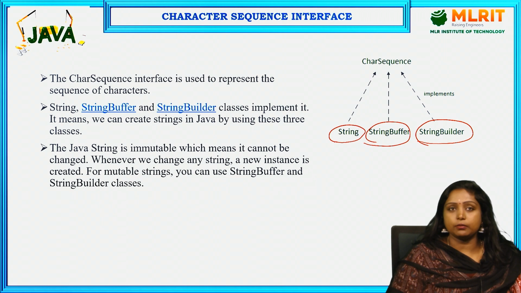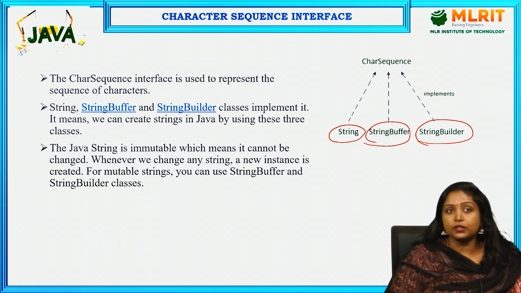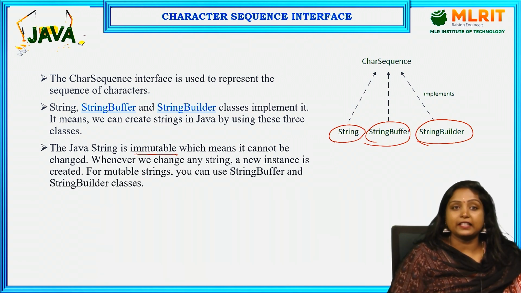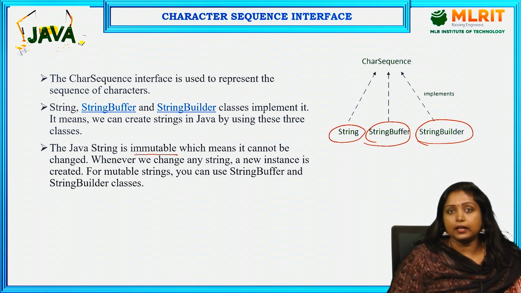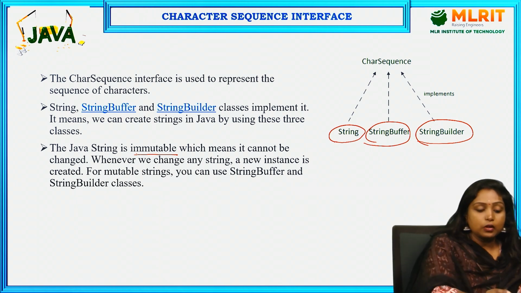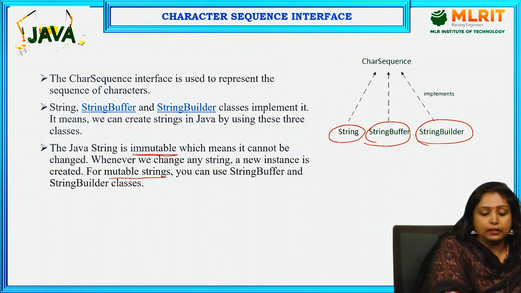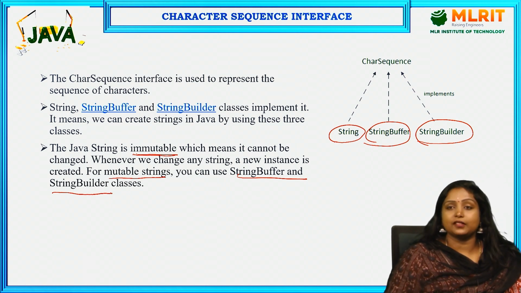Here, the string buffer and string builder classes implement the character sequence. It means we create strings in Java by using these three classes. Java string is immutable, which means it cannot be changed. Wherever we change any string, a new instance is created. So the string class is immutable, whereas the string buffer and string builder classes are mutable strings which could be changed.